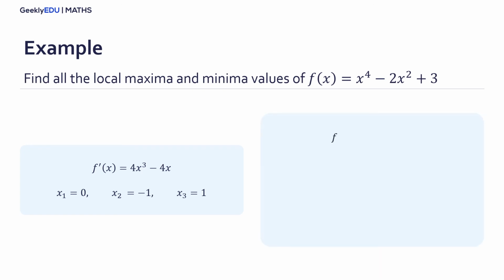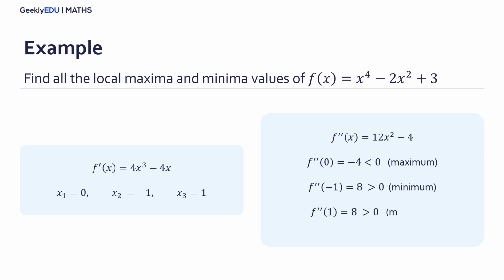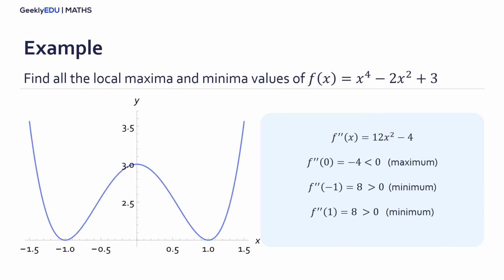Now we have to calculate the second derivative. That is, the derivative of the derivative we got in the first example. And when we evaluate for the values of the roots, f of 0 is a negative value. That means we have a local maximum value at x equal to 0, and evaluating -1 and 1, we have a positive value, denoting it is a local minimum. We obtain the same result as in the first example by using the second derivative.